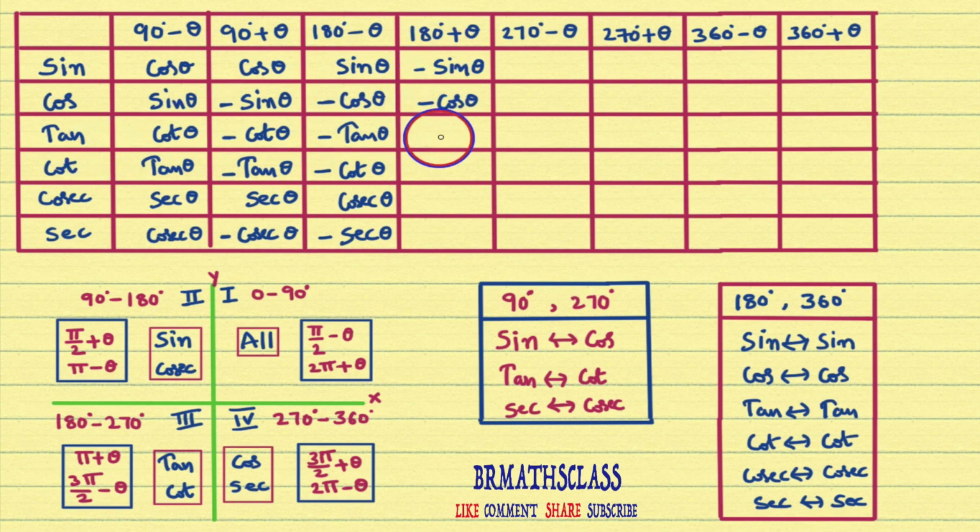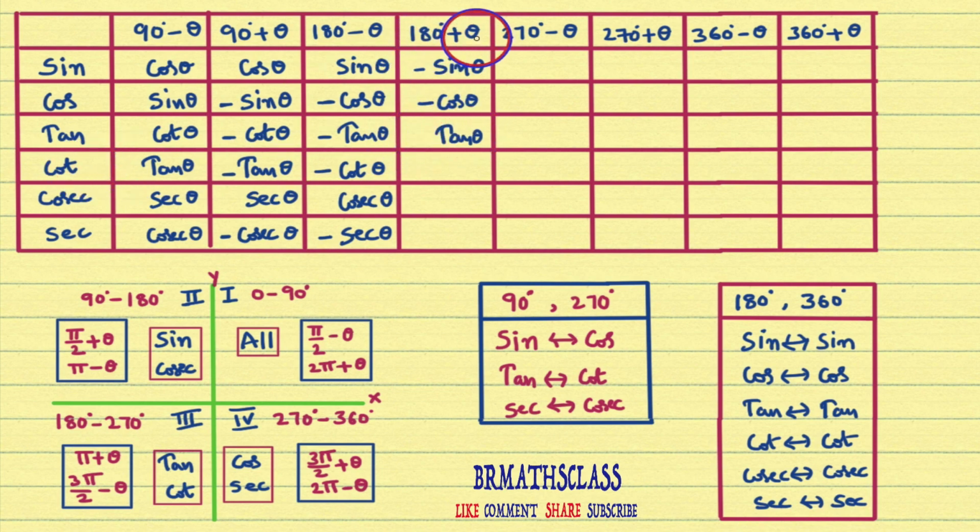Now as 180 degrees is there, tan remains tan only. Good. Now 180 plus theta, which quadrant? Pi plus theta, which quadrant? Pi plus theta is the third quadrant. In the third quadrant tan is what? Look here. In the third quadrant tan is positive. That's why tan(pi plus theta) is tan theta only.